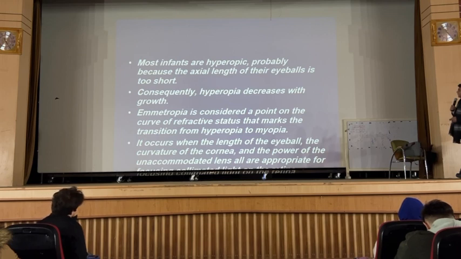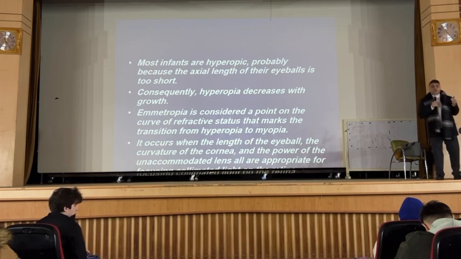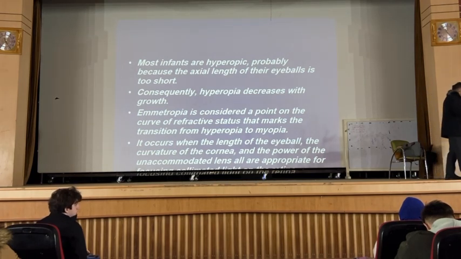Most infants are hypermetropic physiologically, but the growth of the eyeball will stop at about 3 years.